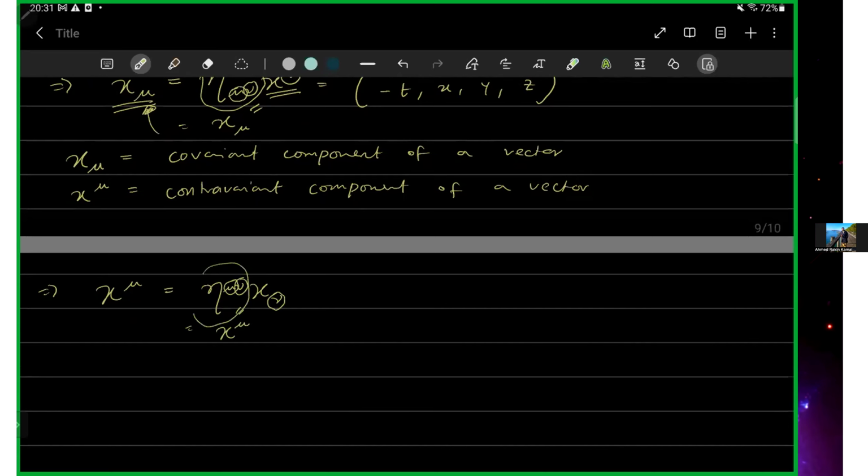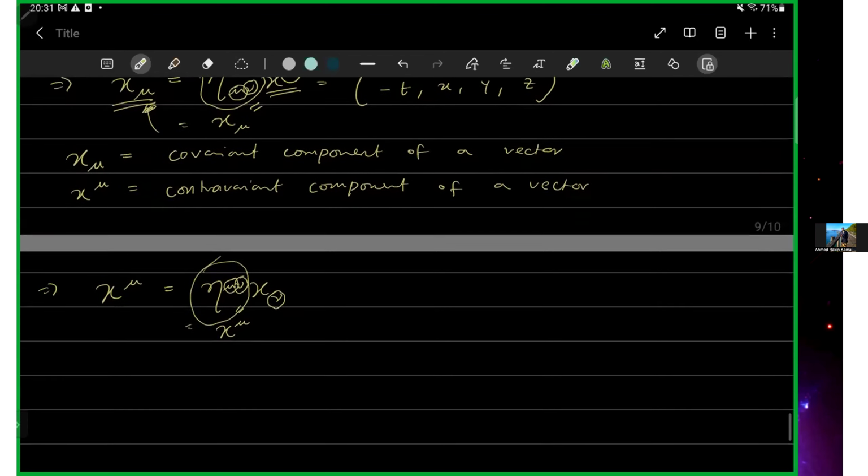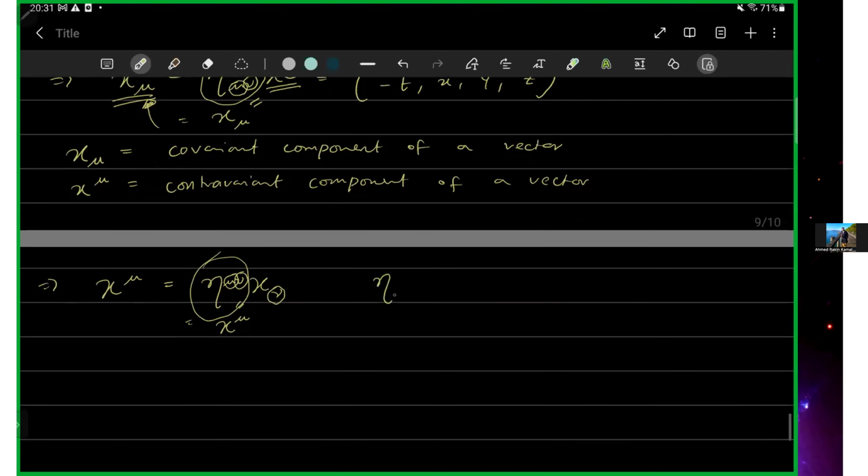Now, η with upstairs indices like this is actually the inverse of η with downstairs indices like this. And in fact, you can define their relationship: you can write η^μρ and η_ρν with the Kronecker delta. It's similar to how we defined vectors with covariant and contravariant indices earlier, if you remember.